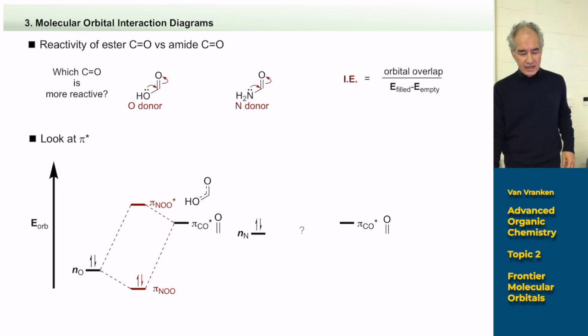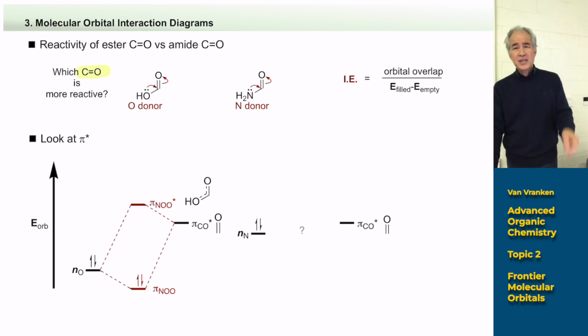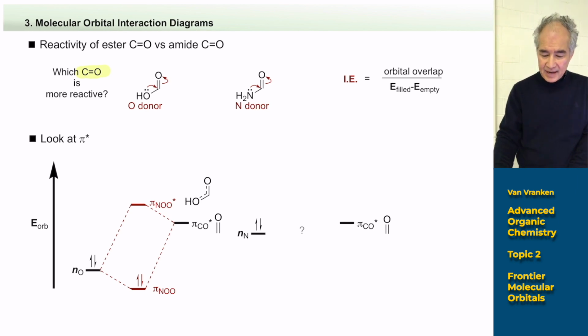All right, let's take one last case where we're just practicing how you would use these molecular orbital interaction diagrams. I've got two different carbonyls here. I've got an amide carbonyl and a carboxylic acid carbonyl. I'm asking a similar question to before. Which is easier to add to? An ester or carboxylic acid carbonyl, or an amide carbonyl? It's the same pi star in this case, right? I can't change all kinds of things at once. So it's pi star CO and it's pi star CO.